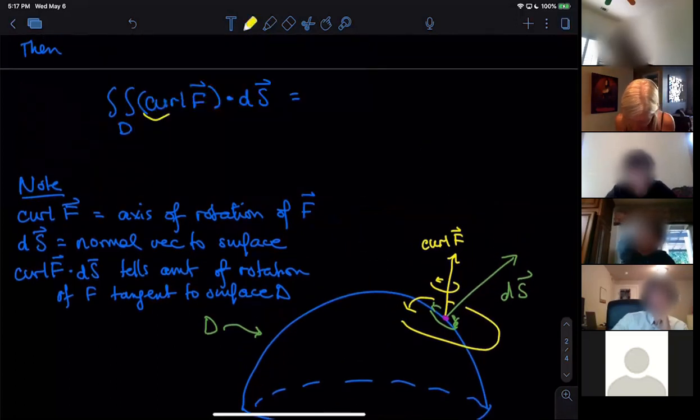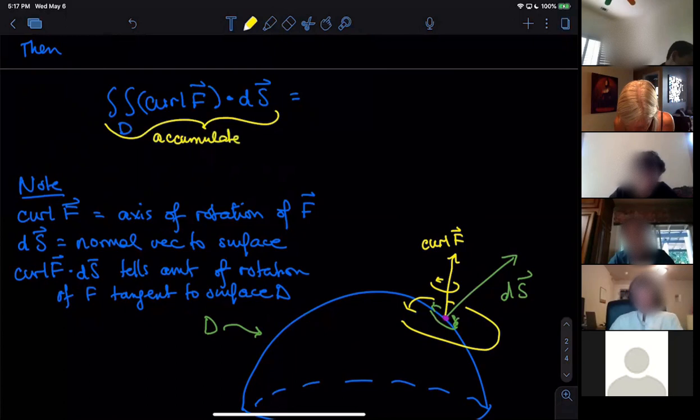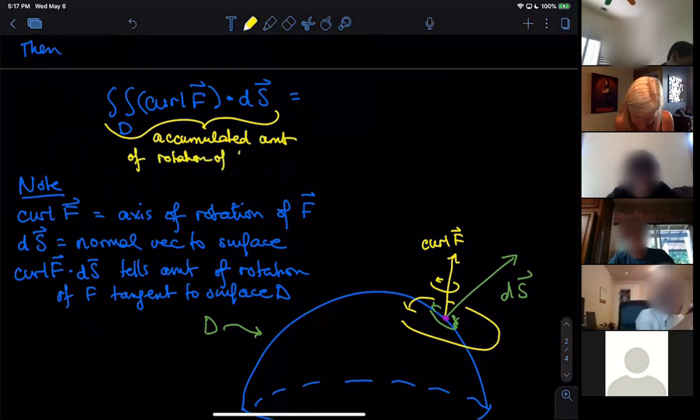This thing right here. Then what happens when I integrate? Integrating is just adding up. So this is the accumulated amount of rotation added up all over the surface. So this is the accumulated amount of rotation of the vector field F in a direction parallel to the surface.